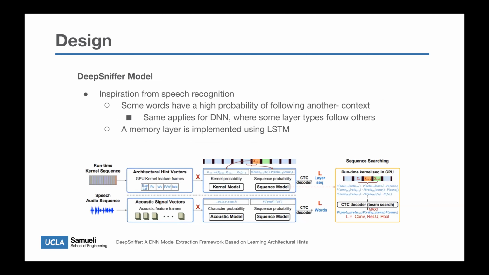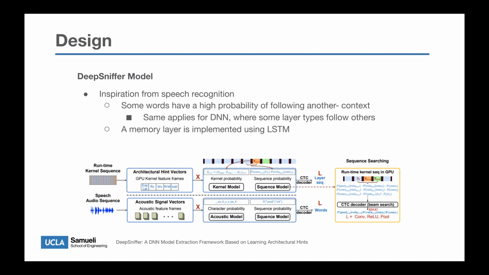The DeepSniffer model is inspired by speech recognition. For example, some words have a higher probability of following another, right? So that involves some kind of context. In neural networks, there's also usually some kind of context involved. A designer wouldn't chain two ReLUs together; that wouldn't really make sense. So here they apply the same thought process to model extraction. There are some layers that are highly probable following another layer, and this kind of context memorization is implemented using an LSTM.